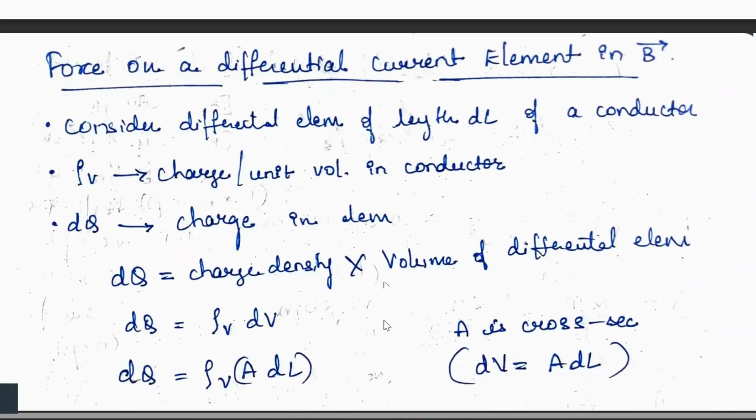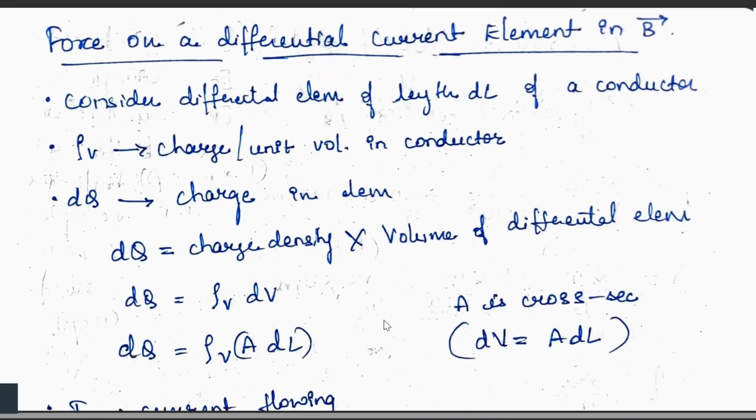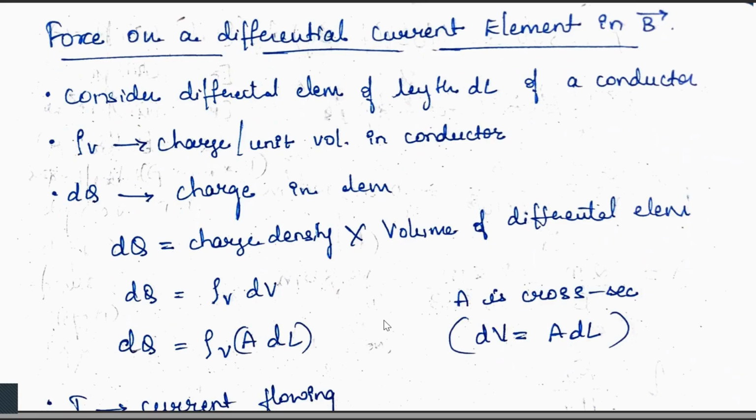Next is the force on a differential current element in B vector. Consider a differential element of length dl of a conductor. Rho v is the charge per unit volume in the conductor. dq is the charge in the element. dq is equal to charge density into the volume of the differential element, so that is rho v into dv. dq will be rho v into the volume, that is the area of cross section into dl, that is A into dl.